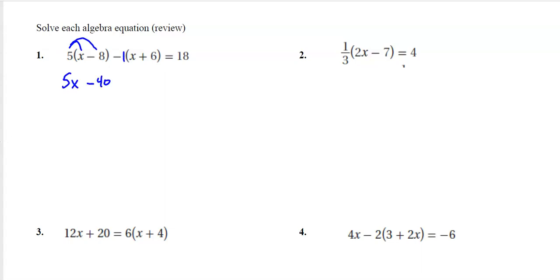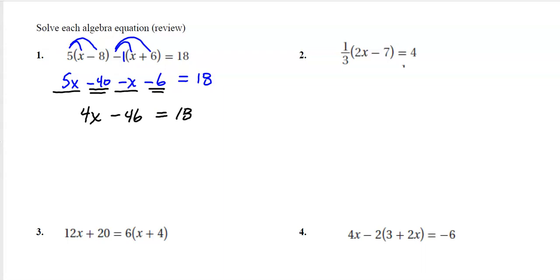Remember, that's a negative 1. So negative x, negative 6. SAT always has one of those on there. Now I have to combine some like terms. So I'm like, all right, 5x, subtract 1x. That's going to give me 4x. I have a negative 40 and a negative 6. That's a negative 46 equals 18.